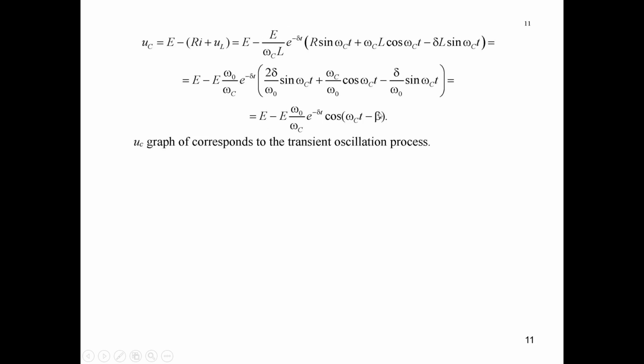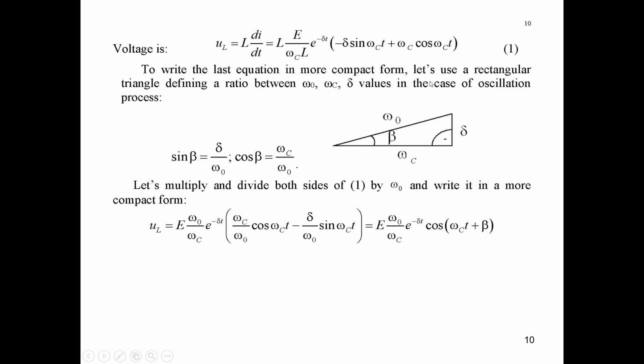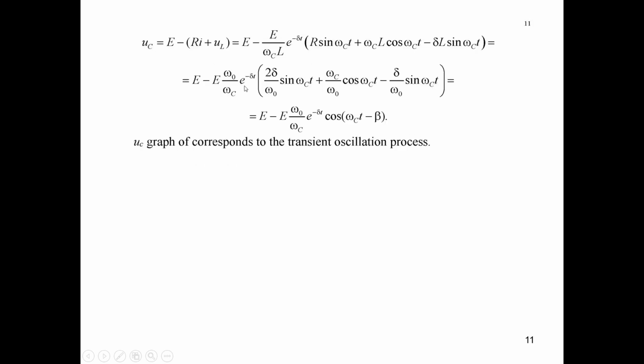Then we can rearrange this expression. We can multiply it and divide this expression as in the previous case. When we got UL, we can apply the same approach to UC. We can multiply it and divide this expression by omega 0. You see, omega 0 appears here in this common factor in the numerator, the rest is the same, and it appears here in the denominator.